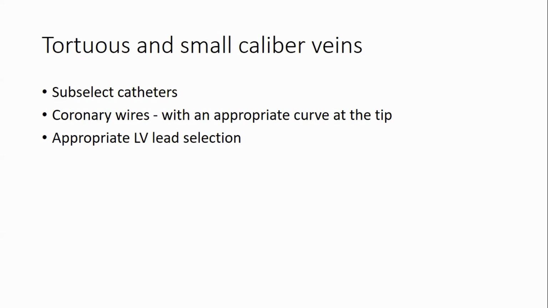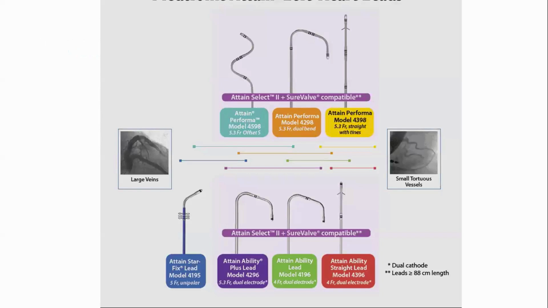So subselect catheters will help you get into the side branches. And sometimes with a coronary wire with the right kind of curve at the tip, you can get into all sorts of anatomy, and then over the wire you can advance your lead. And then finally, the next thing we need to talk about is the appropriate lead selection. Based on the size of the vein and the tortuosity of the anatomy, we decide which lead shape to choose.